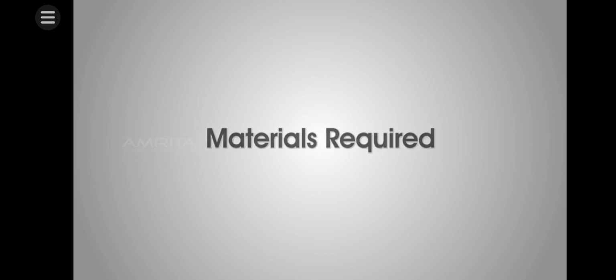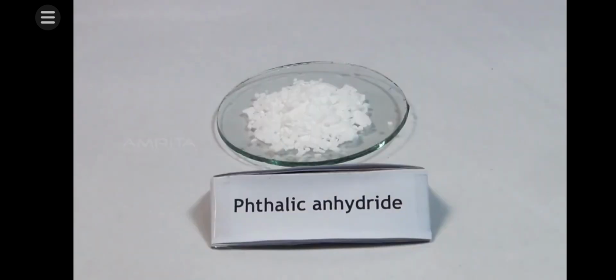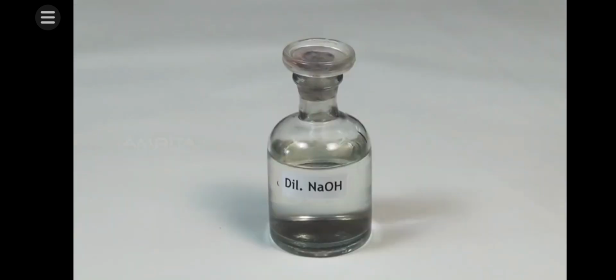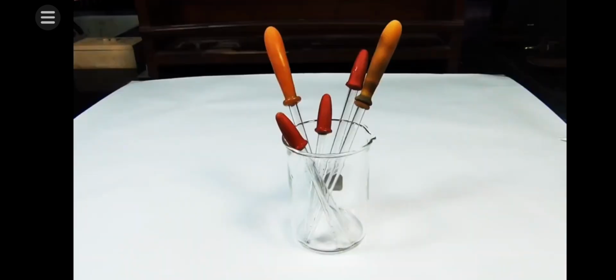Phthalene dye test. Materials required: organic compound, phthalic anhydride, concentrated sulfuric acid, dilute sodium hydroxide solution, test tube, spatula, dropper and water bath.